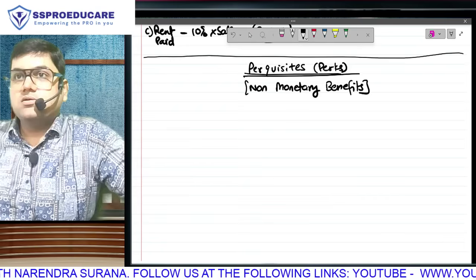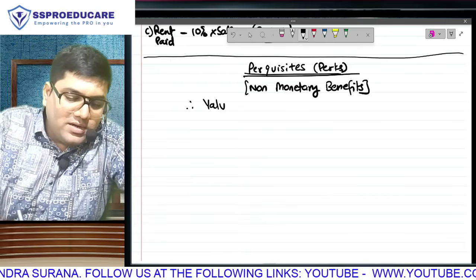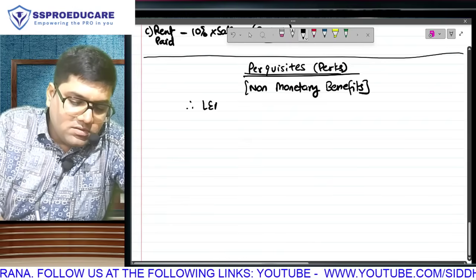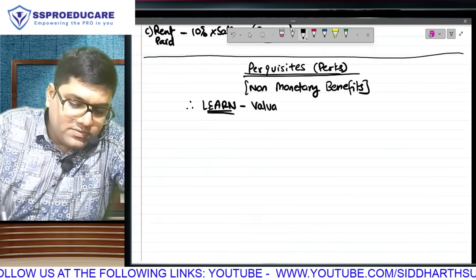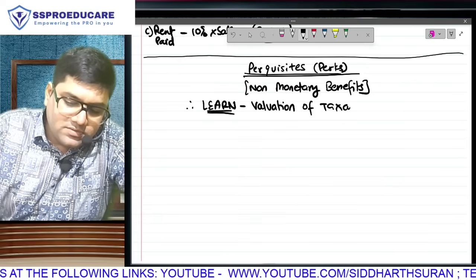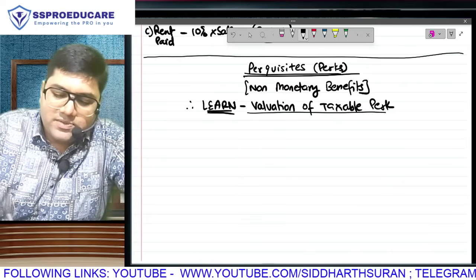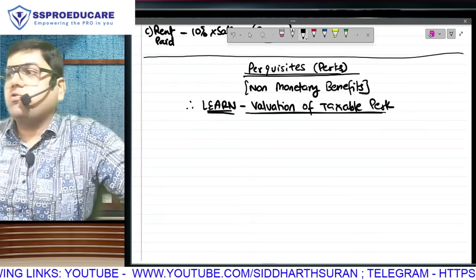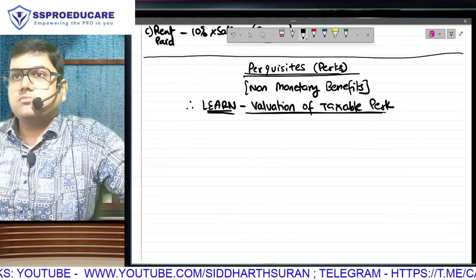Yes. So therefore, that is my profit. We have to learn directly the valuation of taxable perquisite. Directly go and learn valuation of taxable perquisite. Whatever you get as the final answer of this question is directly going to become the taxable amount.